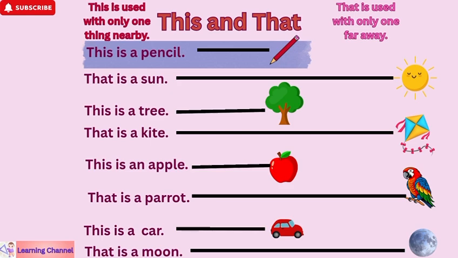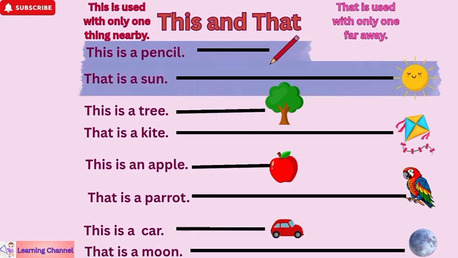This is a pencil. That is a sun. You can see the sun is far away. That is a sun.